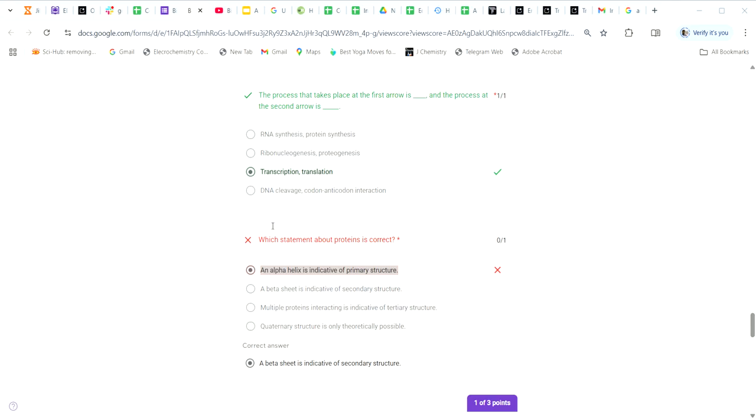No, alpha helix is not indicative of the primary structure of a protein. Alpha helix is a secondary structure. The primary structure refers to the sequence of amino acids in a polypeptide chain. The alpha helix is a specific three-dimensional conformation formed by the twisting of this chain.